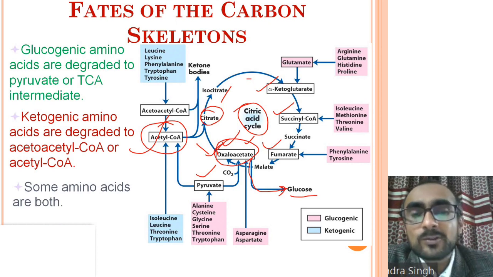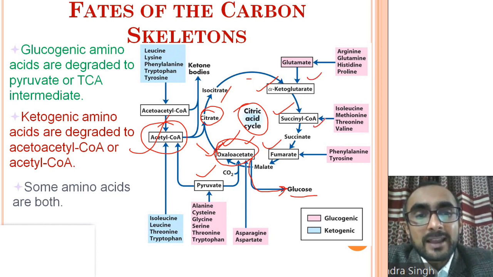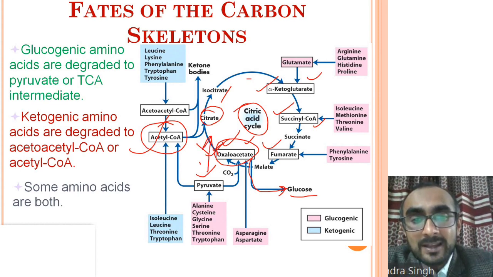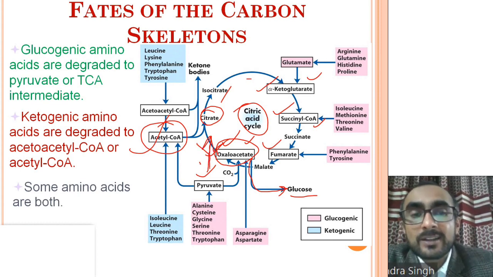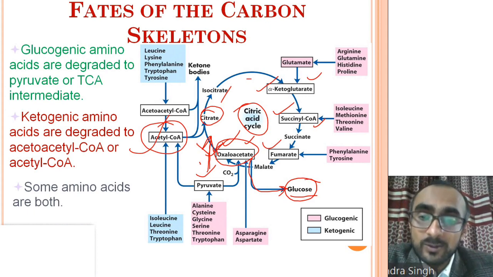Whereas glucogenic amino acids give rise to one of these intermediates of the TCA cycle, and eventually there will be a gain in the concentration of oxaloacetate, and this oxaloacetate can be converted into glucose. So those amino acids are called glucogenic.